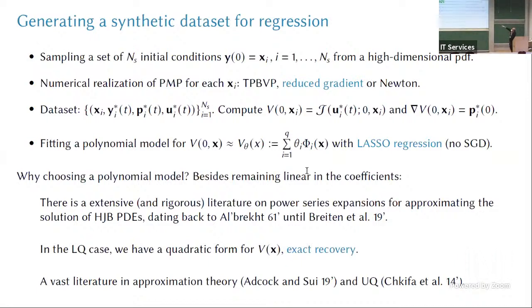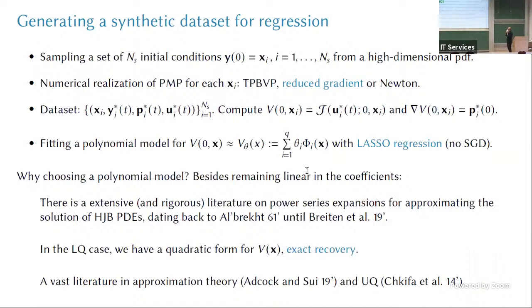And then I will fit a polynomial model for the value function based on this data and the gradient. So this is a sort of Hermite regression. And I do a lasso regression because I have this L1 penalty. So I don't need stochastic gradient descent. I can use a most beautiful convex optimization framework to do this.